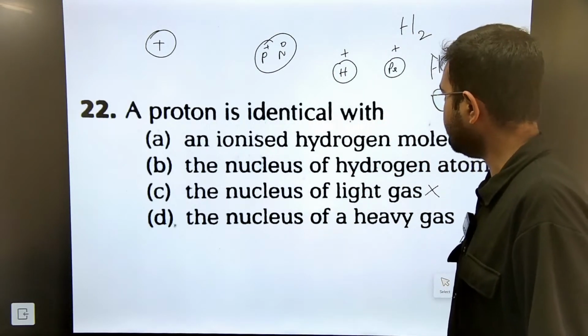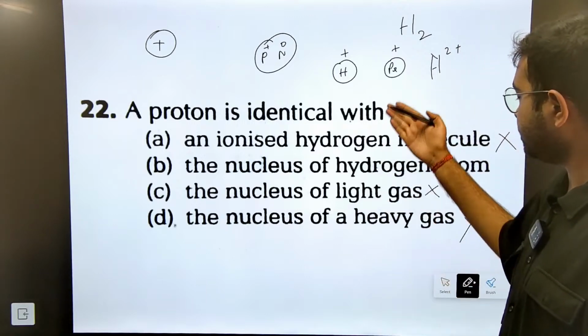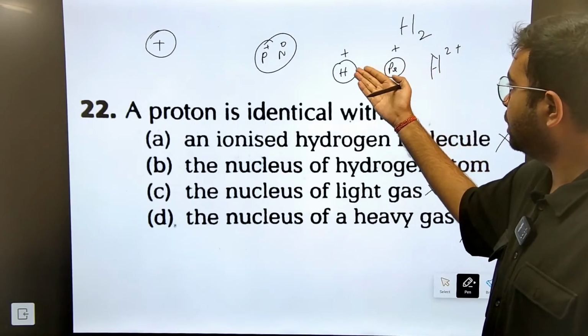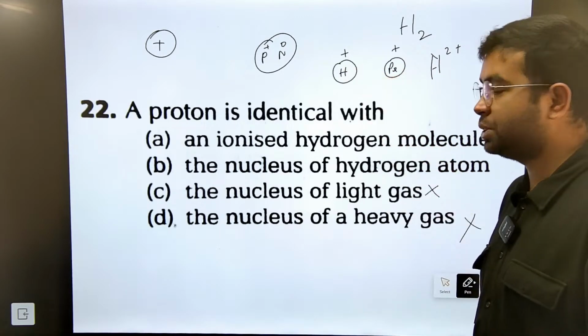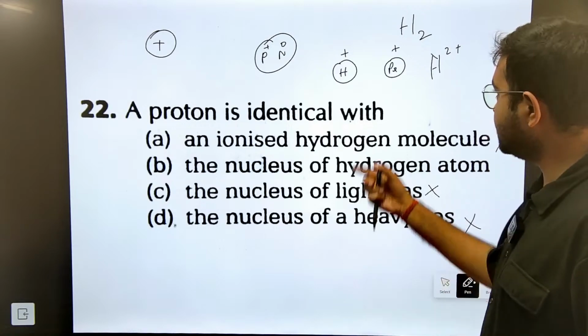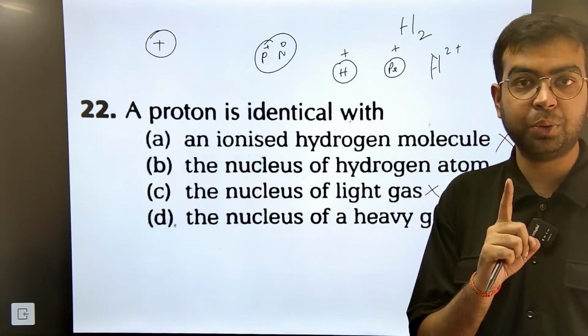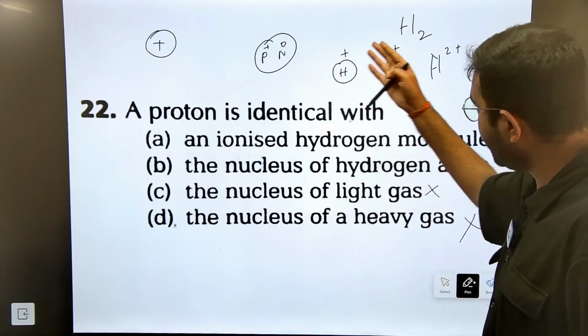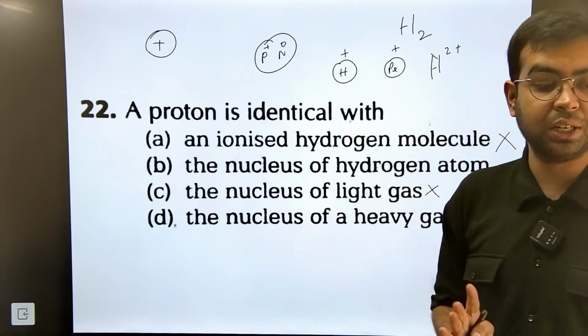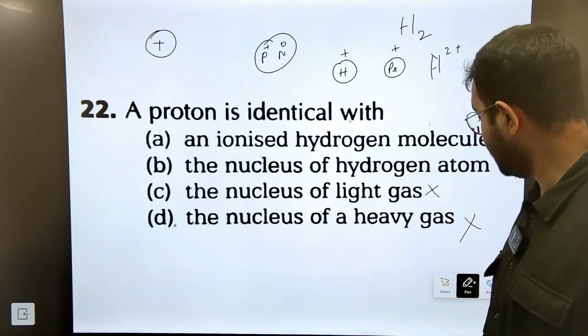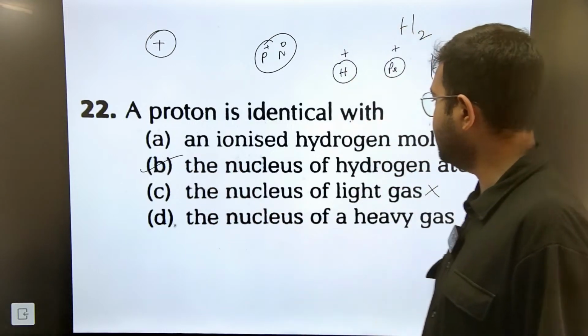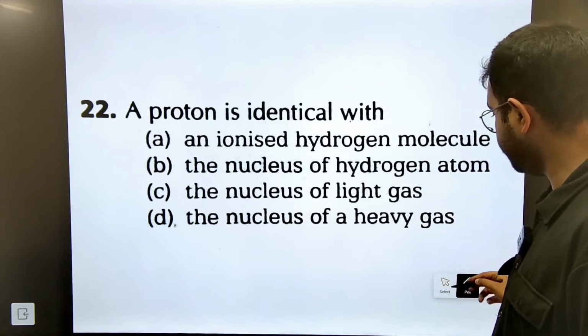So what we can say is that a single proton is identical to the nucleus of a hydrogen atom. Why? Because a hydrogen atom's nucleus has one proton and gives it one single positive charge, which is the same as one single proton which has a single positive charge. So the correct answer is option B, nucleus of a hydrogen atom.